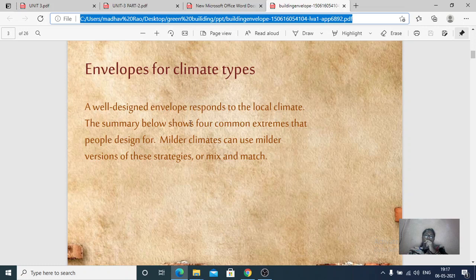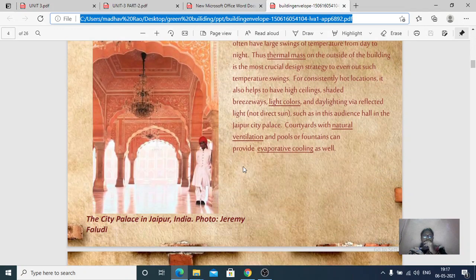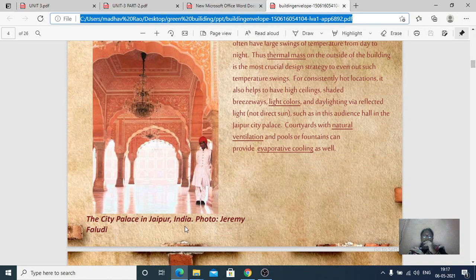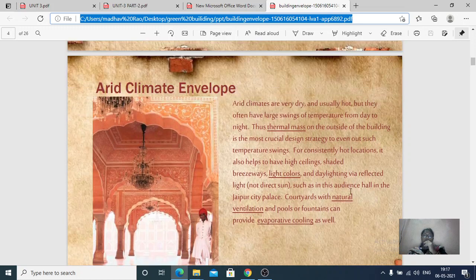Here, the envelope for a climate type. A well designed envelope responds to the local climate. So we have to keep the climate into consideration whenever we construct a building. The summary below shows 4 common extremes; people designing for milder climates can use milder versions of these strategies or mix and match. See here, the arid climate envelope in Jaipur. Jaipur is in Rajasthan, a desert area, and you can estimate the temperature there.